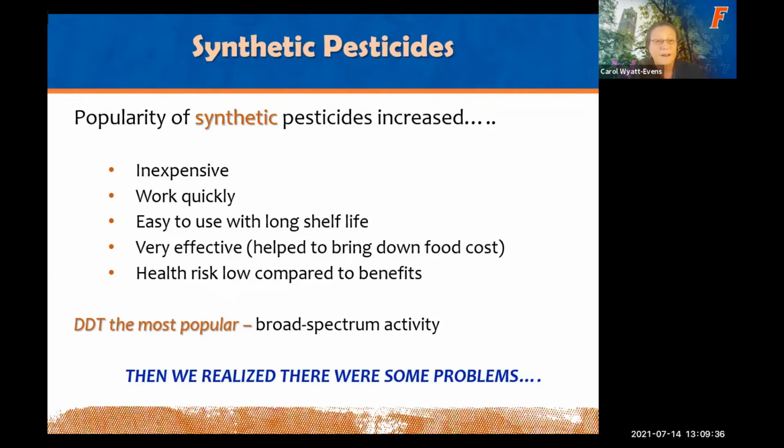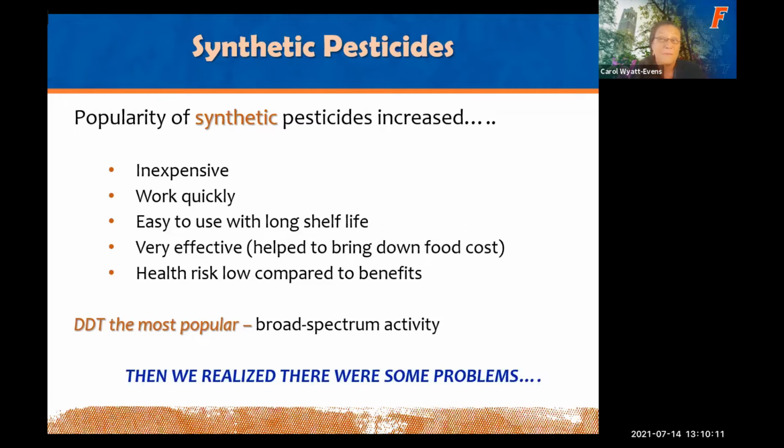The reason for that is that synthetic pesticides are cheap, they work quickly, they're very effective, and they had this real broad spectrum activity. That is the fact that they controlled lots of insects with just that one product. They also had a stable, long shelf life and were really easy to use. And they were relatively safe to the applicator overall. Their use allowed for more successful crops with larger yields. It helped bring down the cost of food and also brought down labor costs.